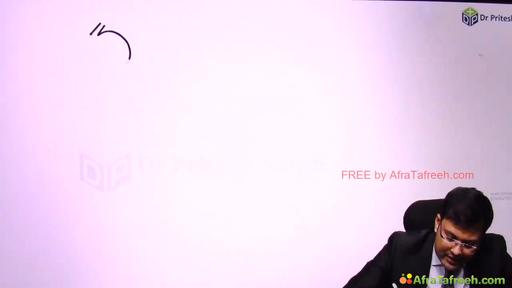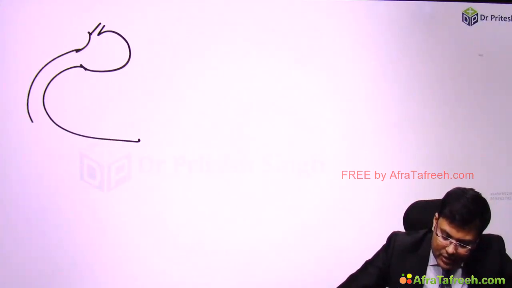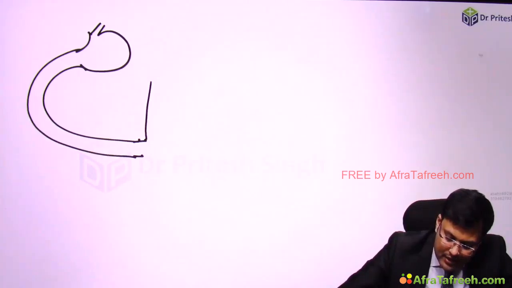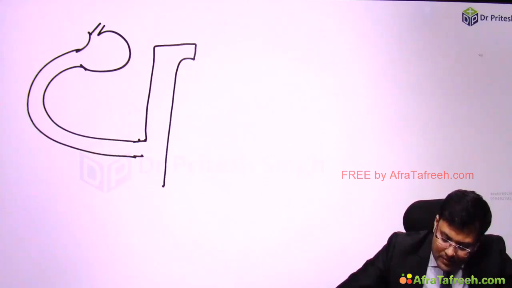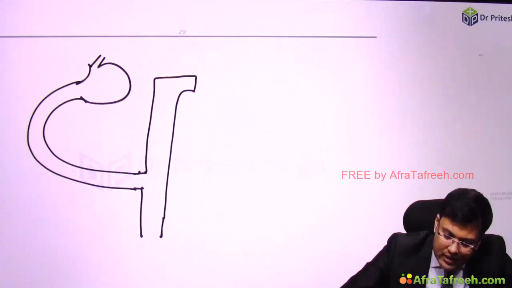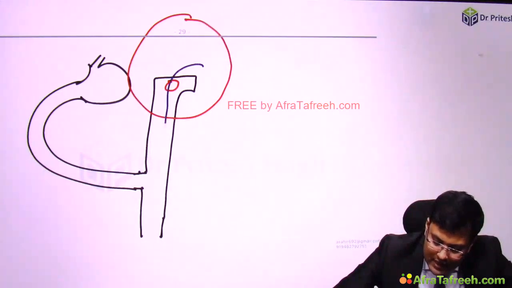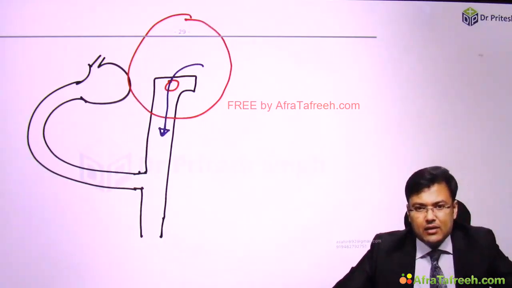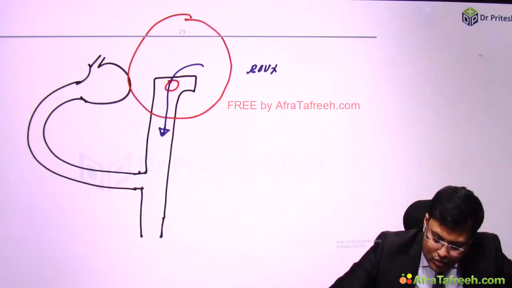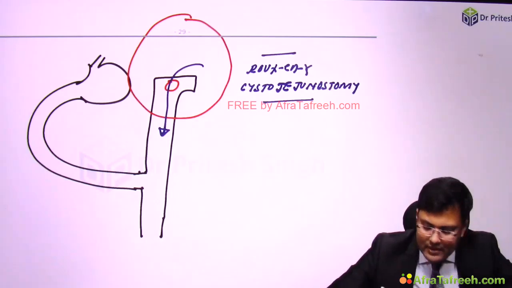So here you can see this is the stomach, this is the duodenum and jejunum, Y limb, and this is the Roux limb. And can you see this is what? This is the cyst. And there is a communication between cyst and jejunum. So what will happen? The cyst contents start going into jejunum. So what's the name? It's Roux-en-Y cystojejunostomy.